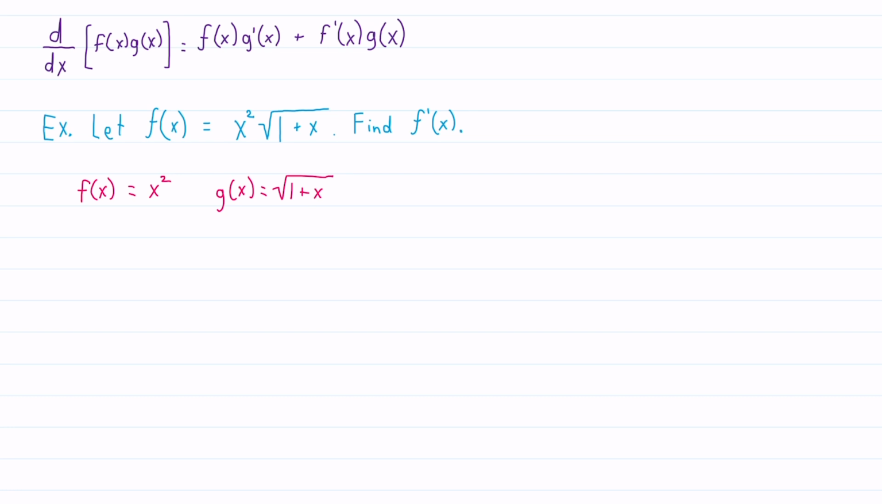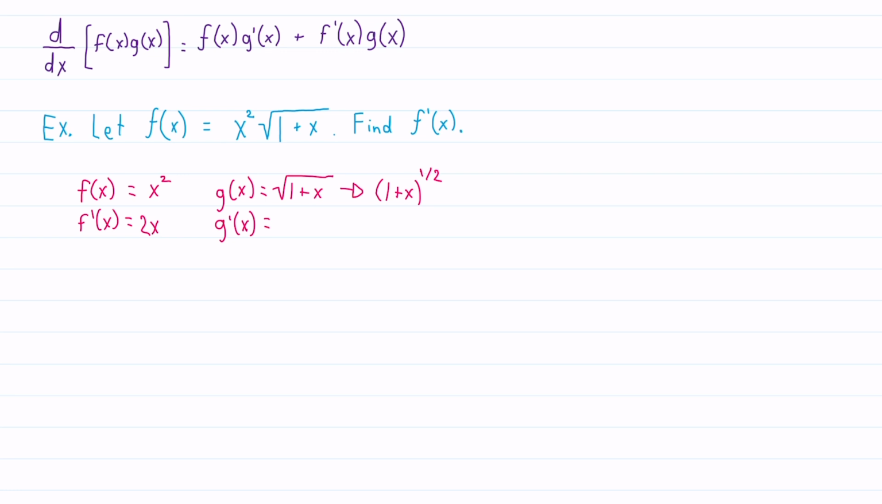f prime of x equals 2x. To solve g prime of x, we're going to rewrite g of x. So g of x can also be written as 1 plus x to the power of 1 over 2. Now we can actually use the chain rule to find g prime of x.